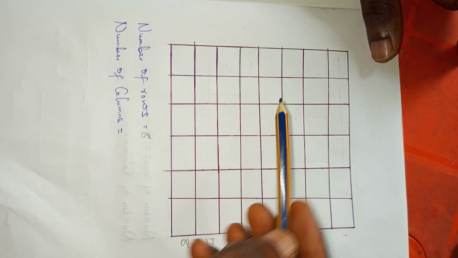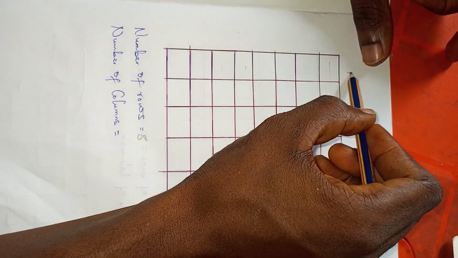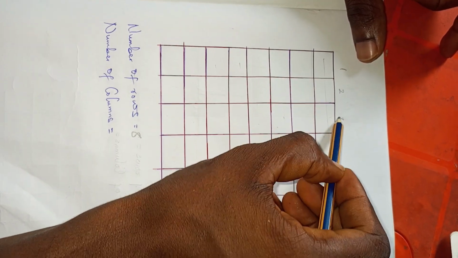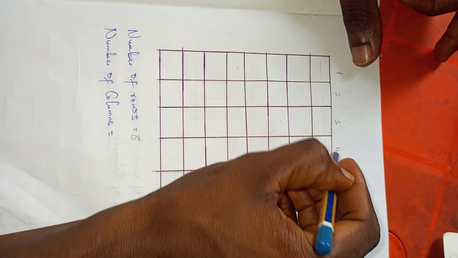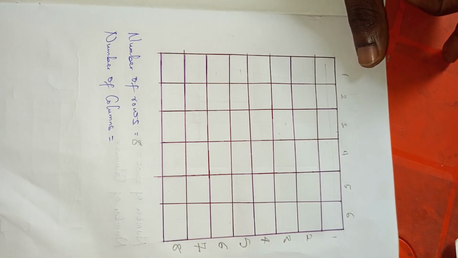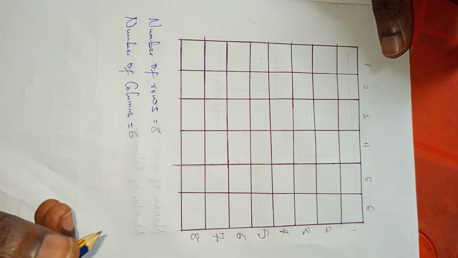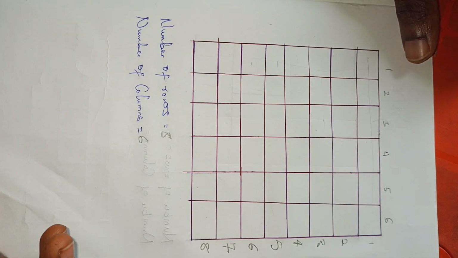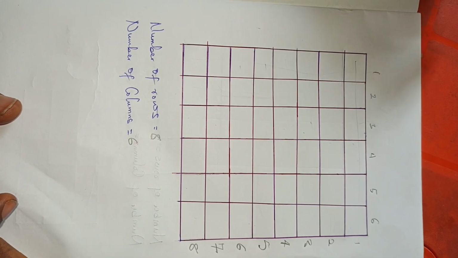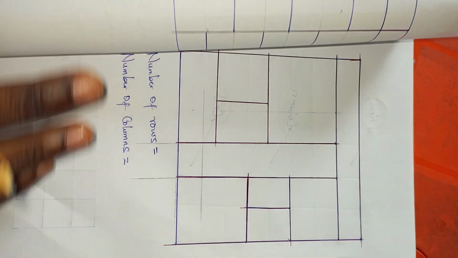Now, how many columns? Let's count the vertical spaces running through the table. You have this 1, this 2, this 3, this 4, this 5, and this 6. So the number of columns here is 6. So it is safe for us to say that this table is made up of 8 rows and 6 columns. I hope you understand the concept of rows and columns now.